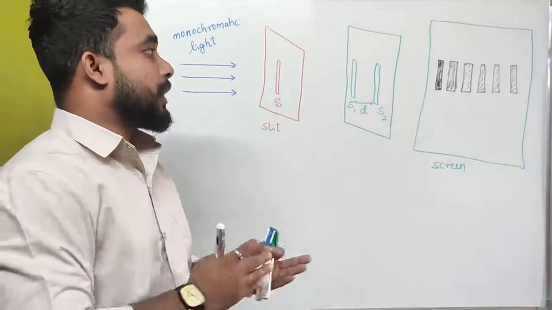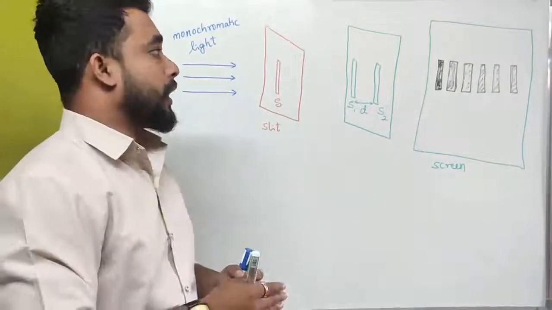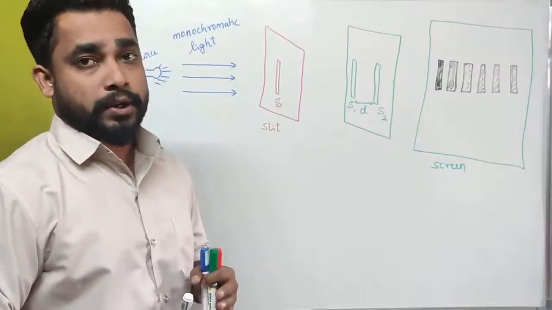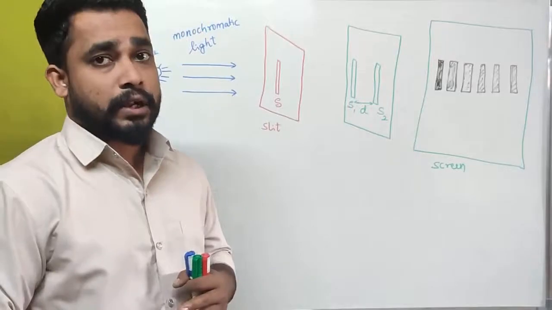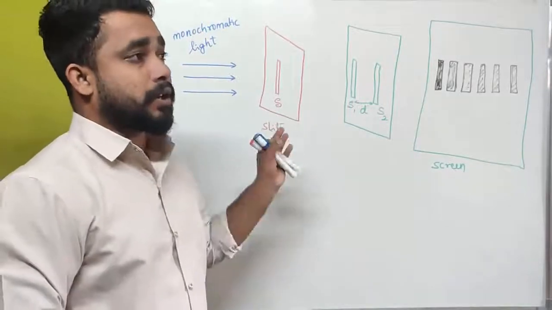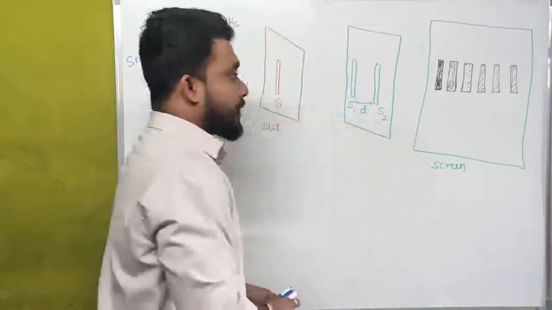Consecutively the bright, dark, bright, dark, bright, dark fringes will obtain. Why and how? That is more important. Why the dark fringes will obtain and how the dark fringes will obtain. I have already said in our yesterday's class how the bright and dark fringes will obtain.